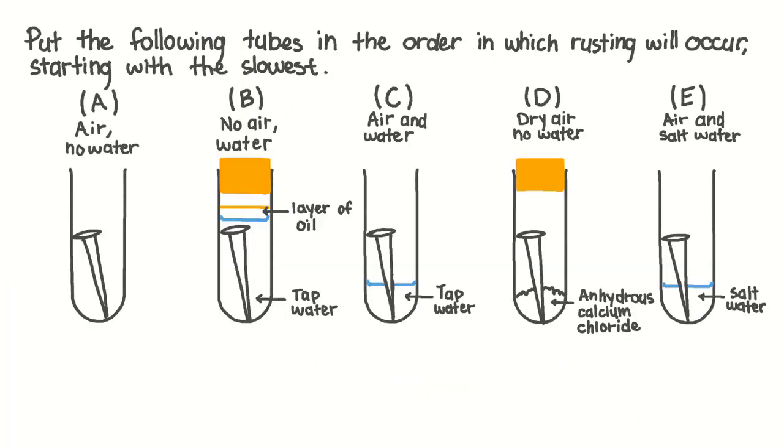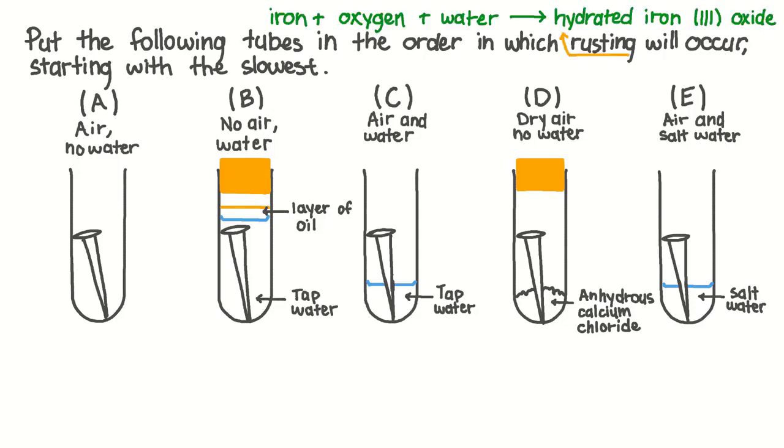Put the following tubes in the order in which rusting will occur, starting with the slowest. Each tube contains a nail with different conditions. Rusting is a type of corrosion affecting iron. Rusting occurs when iron is exposed to oxygen and water, which forms hydrated iron 3 oxide. This means that any measure we take to protect iron from oxygen or water will slow down the process of rusting. The process of rusting is also accelerated when iron is exposed to salts or a low pH.